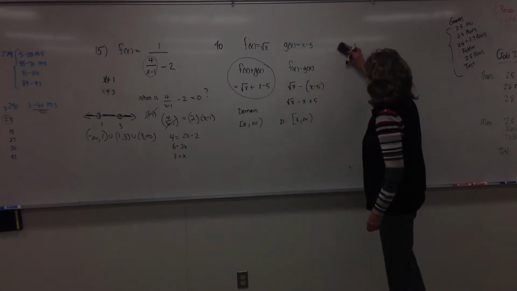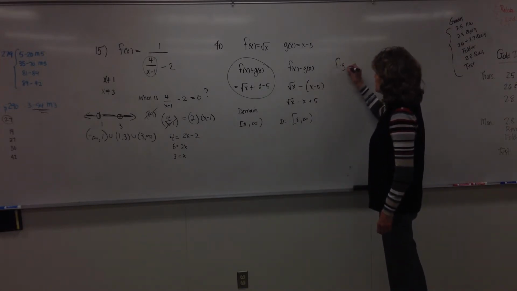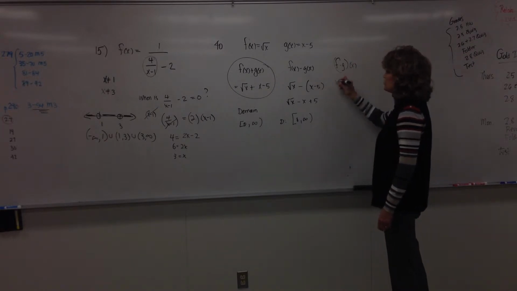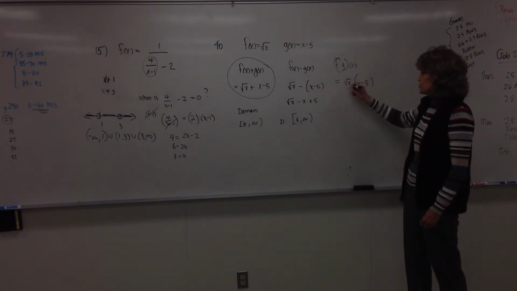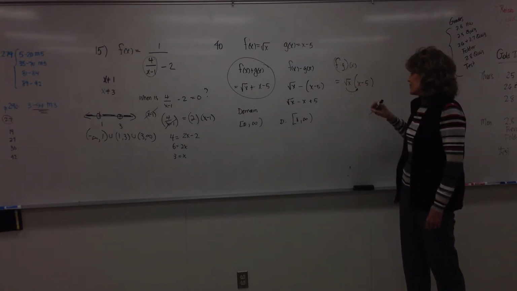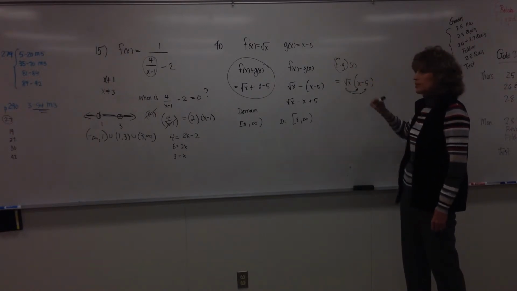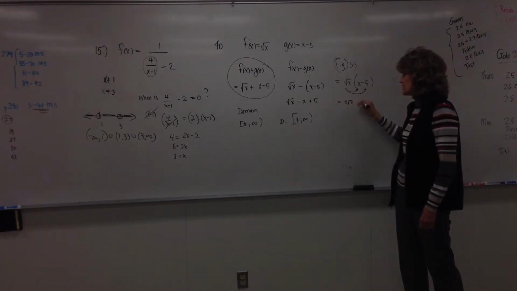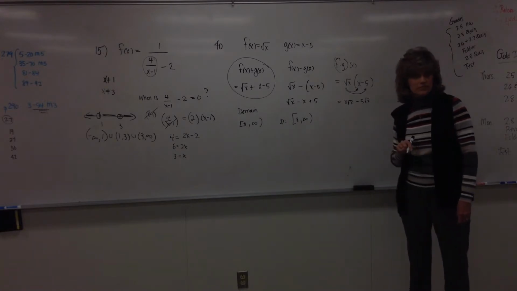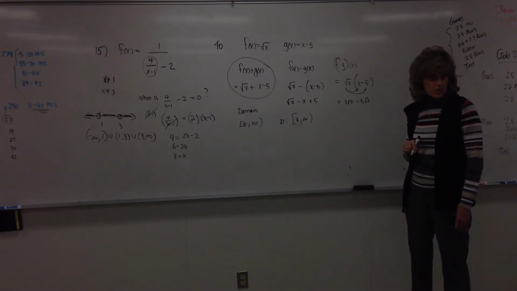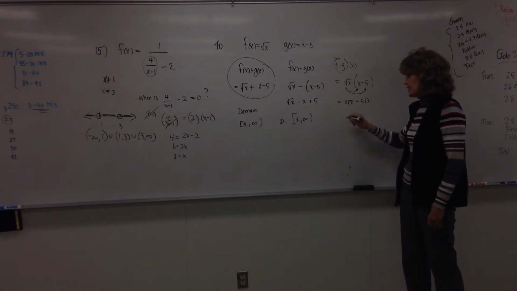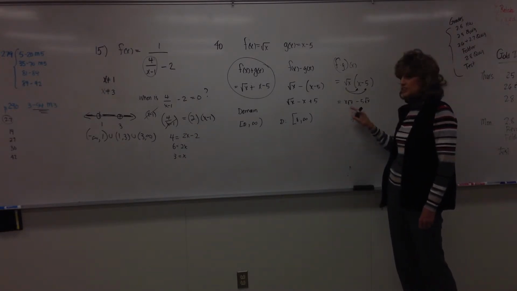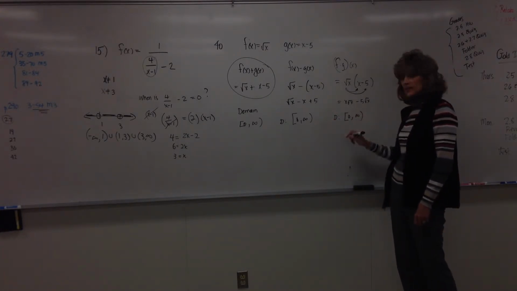If I ask you to do f times g of x, when you multiply those two functions, square root of x times all of x minus 5, you can distribute, but you can't simplify much. When you multiply negative 5 times square root of x, it's just negative 5 square roots of x. So when you write this one, it's x times square root of x minus 5 times square root of x. That's it. You can't do any better. But you can talk about the domain. And the domain, again, you don't want to take the square root of a negative number. So the domain is still only positive numbers. Start at 0 and go to infinity.